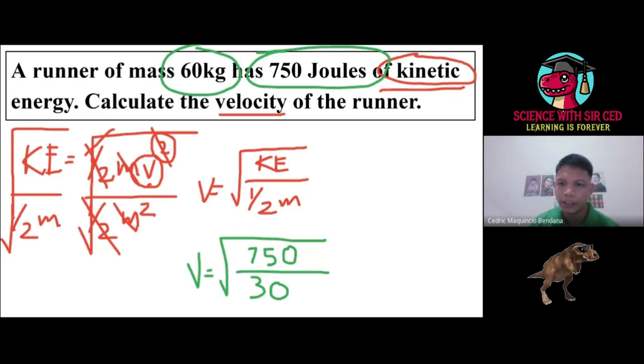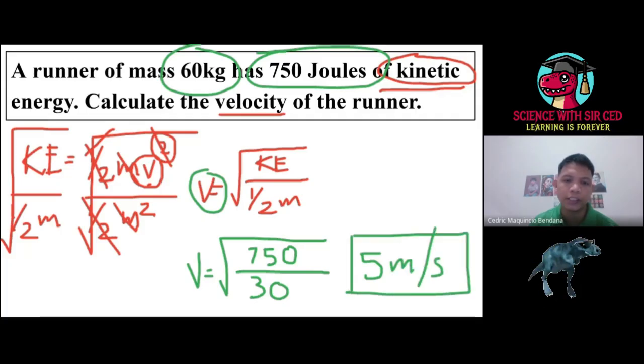Okay, let's do it using our calculator. 750 divided by 30, that is 25. Now, what is the square root of 25? The square root of 25 is equivalent to 5. We are looking for velocity. What is the unit for velocity? Meters per second. So the final answer will be 5 meters per second. Okay? Next. Clear?